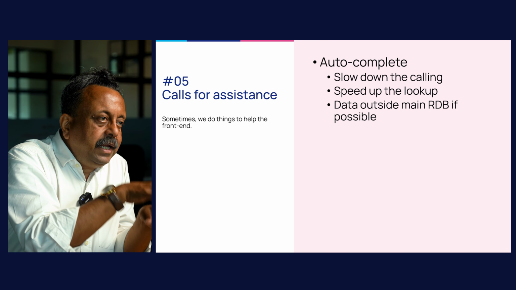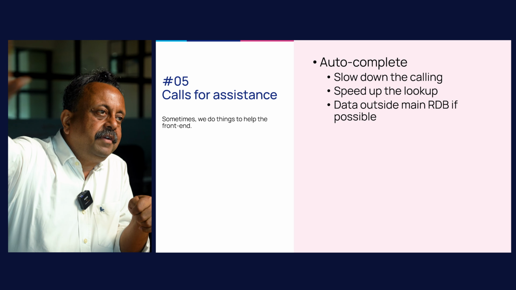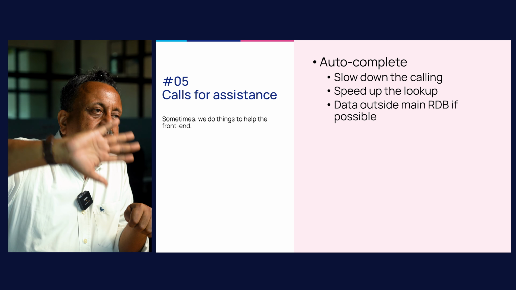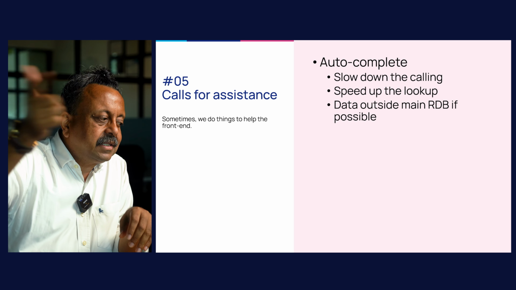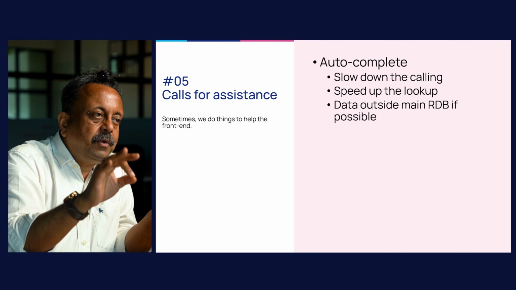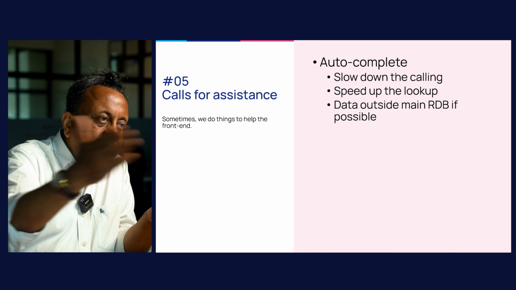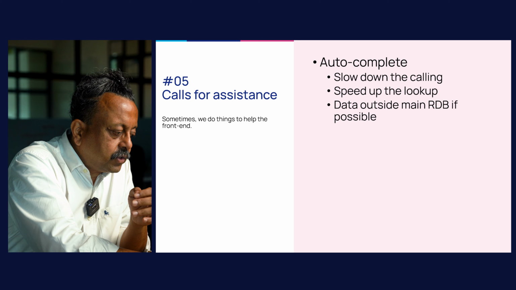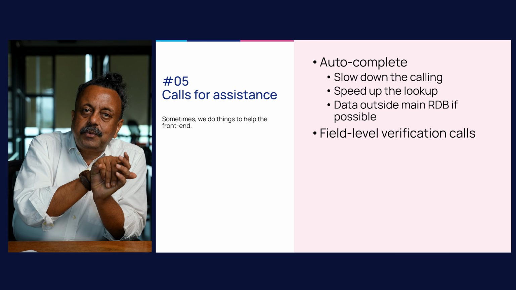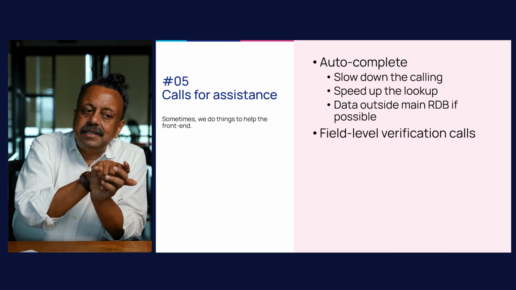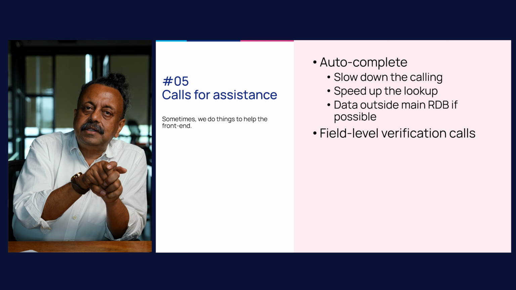So autocomplete preferably should be implemented by having a replica of your tables in a separate Elasticsearch database, and the autocomplete should be a separate web service which queries the Elasticsearch database, pulls out the matching records. The second place where we need such assistance web services is for field level validations.